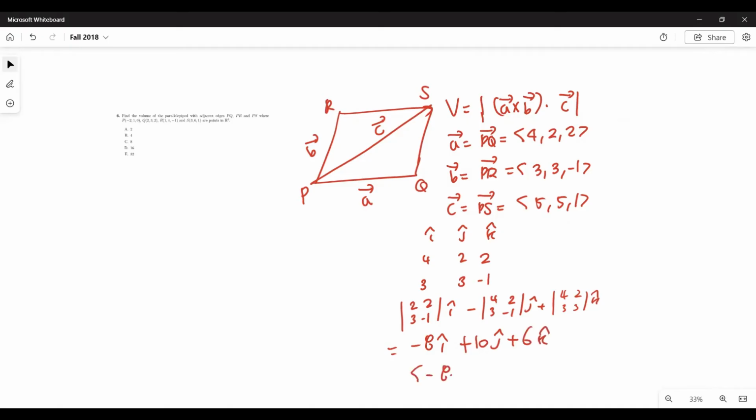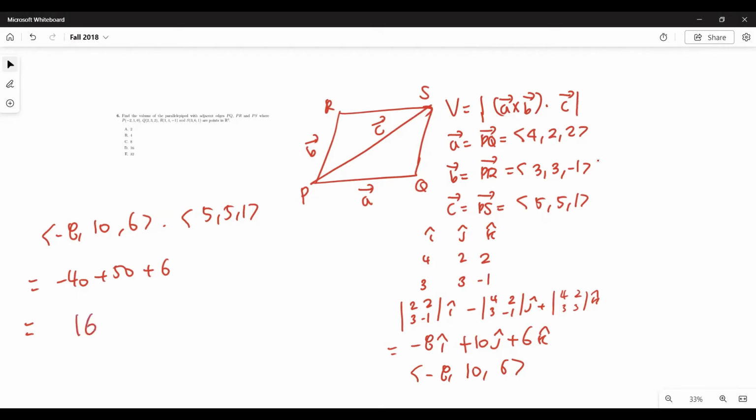So we have negative 8, 10, 6 for our cross product, and what you do is take the dot product with our vector C, which is PS, so 5, 5, 1. This becomes negative 40 plus 50 plus 6, my bad. So this just becomes 16. If you want to find the magnitude, you take the square root of 16 squared, which is just 16. So the answer is D.